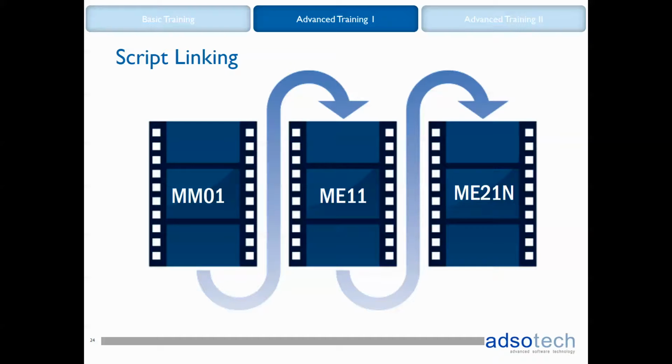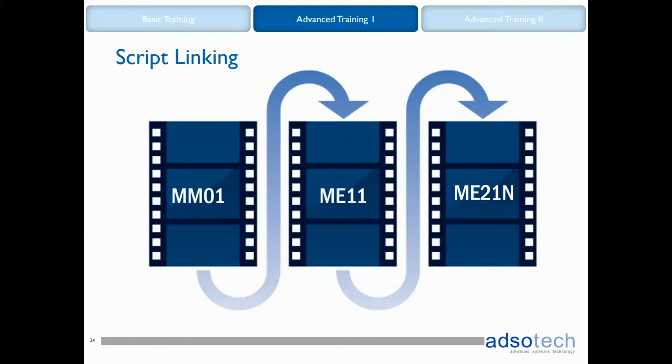Whenever we talk about script linking, this is what we're trying to say in picture format right here. So we want to have 3 different scripts. Why do we want to have 3 different scripts? We actually want to go through 3 different transactions in SAP. We can only have one transaction in one script. So in this case, we will create 3 different scripts, one for MM01, another for ME11, and a third for ME21N.